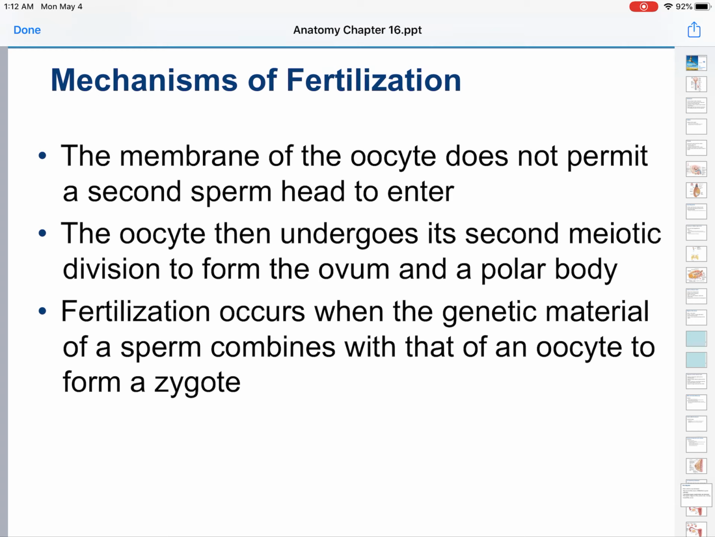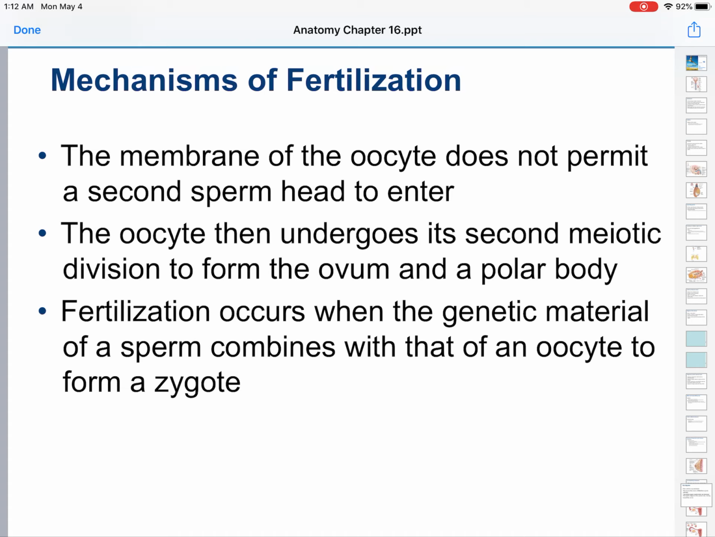Like I said, the membrane of the oocyte does not permit a second sperm head to enter. This is done through several different ways, one of them being adding an extra layer of protection, as well as spreading a, for lack of a better word, foam-like chemical that surrounds the sperm and hardens to trap any sperm trying to make it in where they're at, where they will eventually starve to death due to lack of energy.